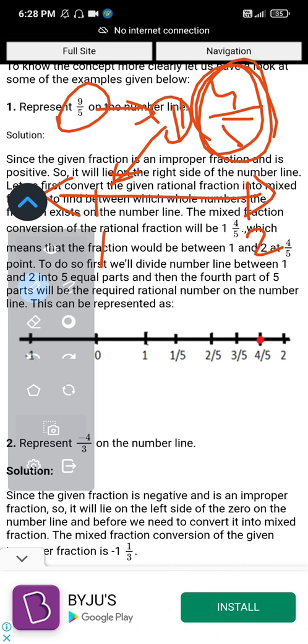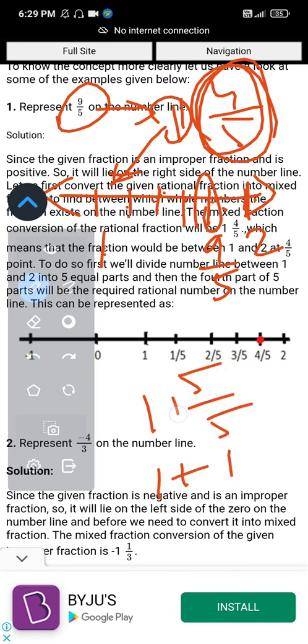We know how to represent 4 by 5. We take 5 parts in between 1 and 2: 1, 2, 3, 4, and the fifth part is this 2. And we want the fourth part. So first part, second part, third part, fourth part. So this is going to be 9 by 5, because 1 whole 1 by 5, 1 whole 2 by 5, 1 whole 3 by 5, 1 whole 4 by 5. This is 1 whole 5 by 5, which means 1 plus 1, because 5 by 5 is 1. 1 plus 1 is 2. So it is like this.